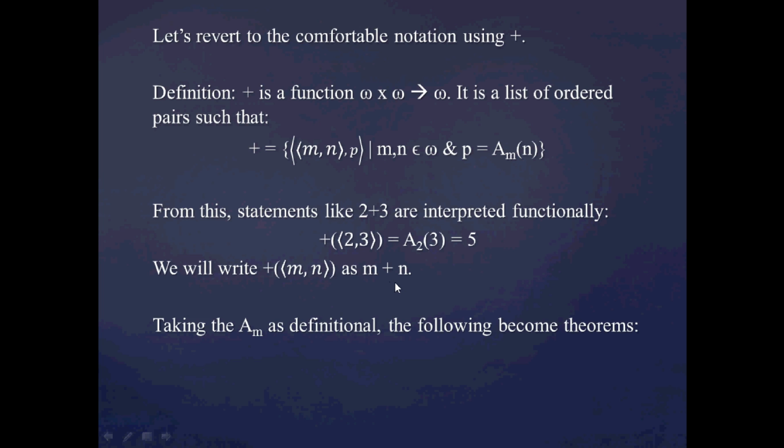The motivation for going back to the comfortable notation is that once we define the plus function, the addition function, as this, we could take the a sub m's as definitional. So we can set up what the a sub m's mean, and then we can say that the following two propositions are theorems. That m plus 0 is equal to m, and also that m plus the successor of n is equal to the successor of m plus n. And those are pretty easy proofs, just because they follow from the definition of a sub m.